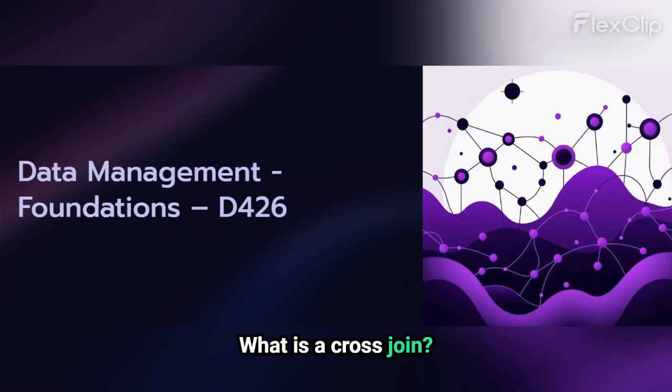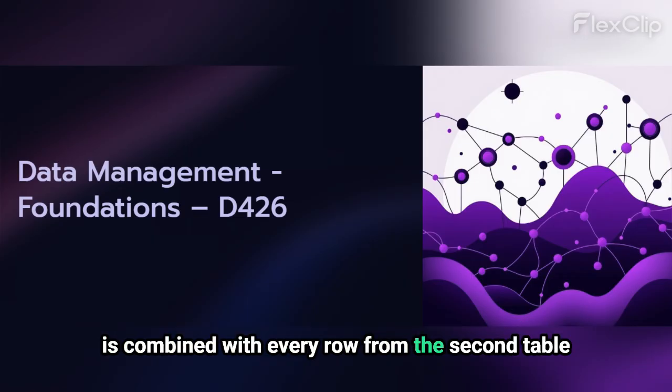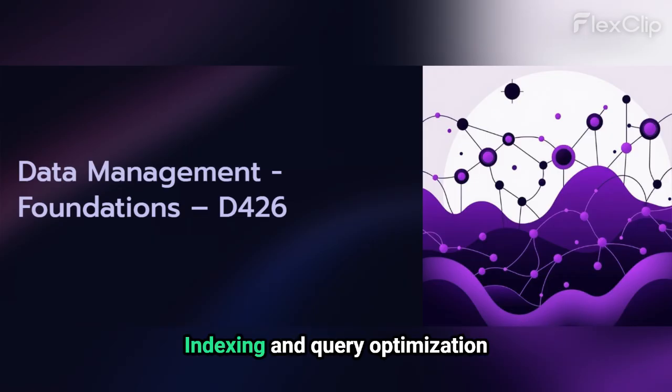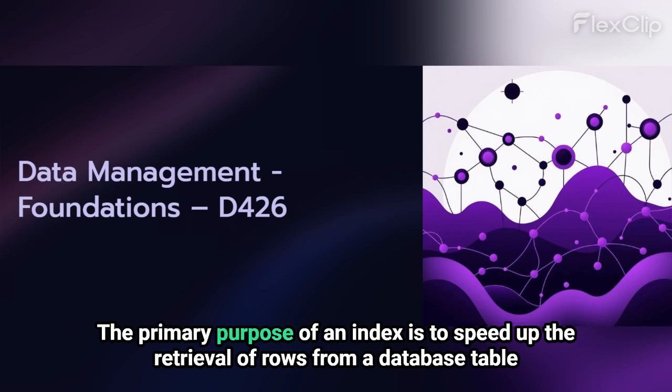What is a cross join? A cross join returns the Cartesian product of both tables, which means every row from the first table is combined with every row from the second table. Indexing and query optimization. What is the primary purpose of a database index? The primary purpose of an index is to speed up the retrieval of rows from a database table.